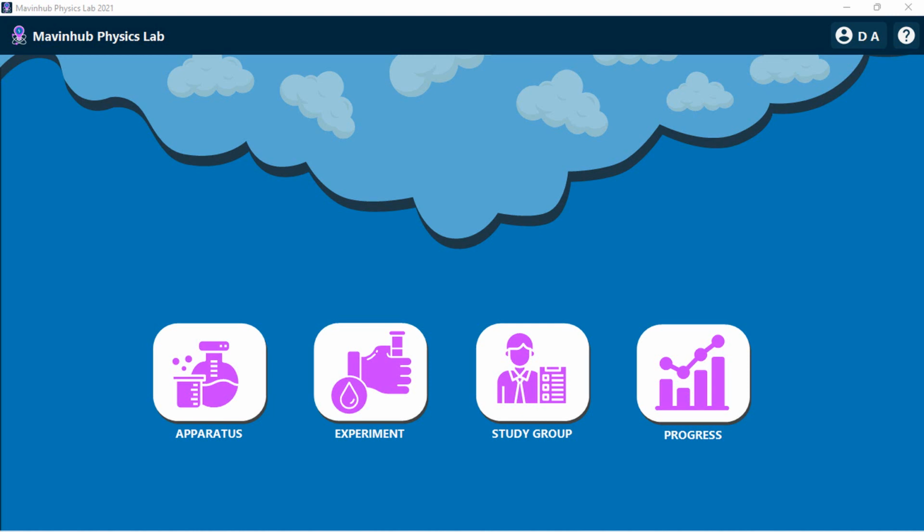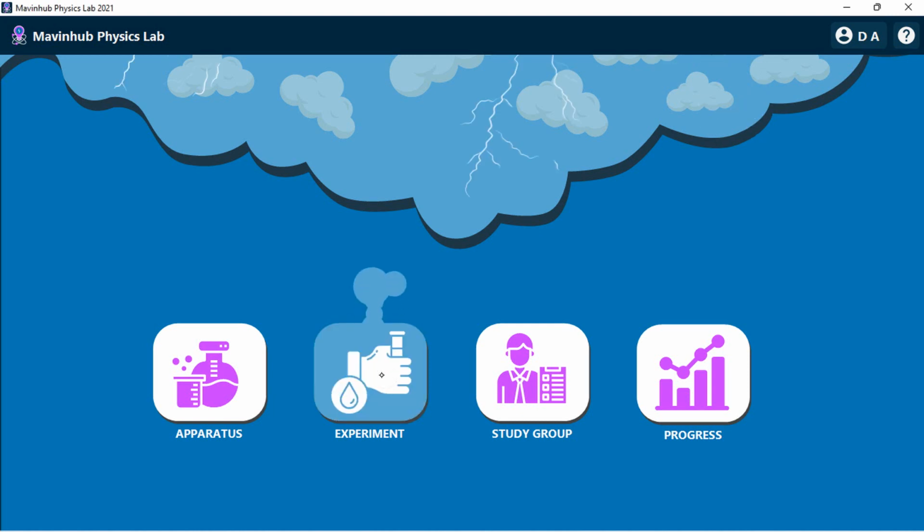So I'm going to use the Mavinhub Physics Lab to simulate the experiment. You can always download the Mavinhub Physics Lab to simulate several physics experiments and learn a whole lot about science. So let's start right away.